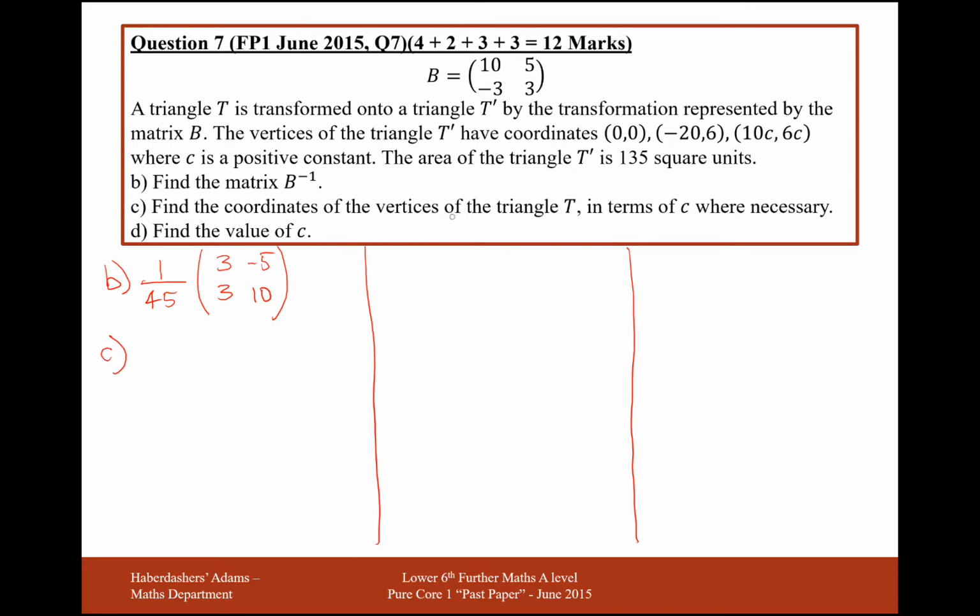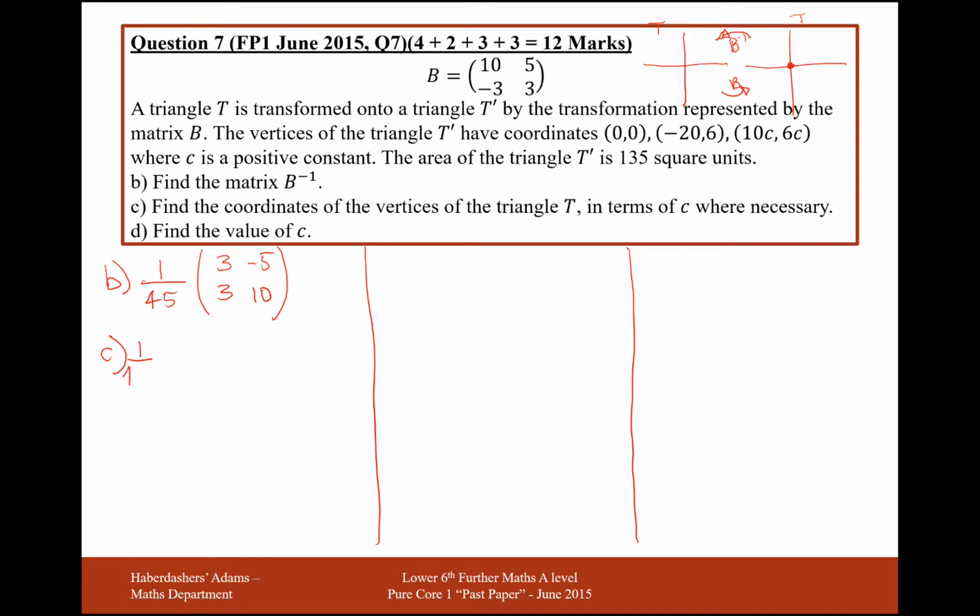Find the coordinates of the vertices of T, in terms of c where necessary. So what we've got here, we've got some coordinates for T. We don't know what they are, but we've got some coordinates for T prime. They are 0, 0, minus 20 and 6, and 10c and 6c. So what we're going to have to do is work our way backwards to the coordinates for T, and in order to do that, if they've been transformed to get to T prime by the matrix B, then we need to do B minus 1 times these coordinates here to get the original coordinates.